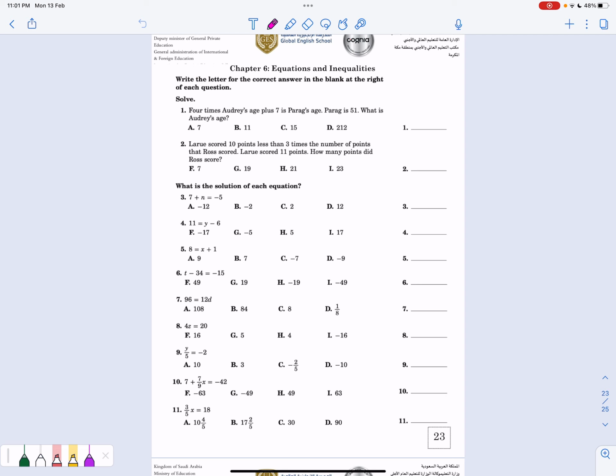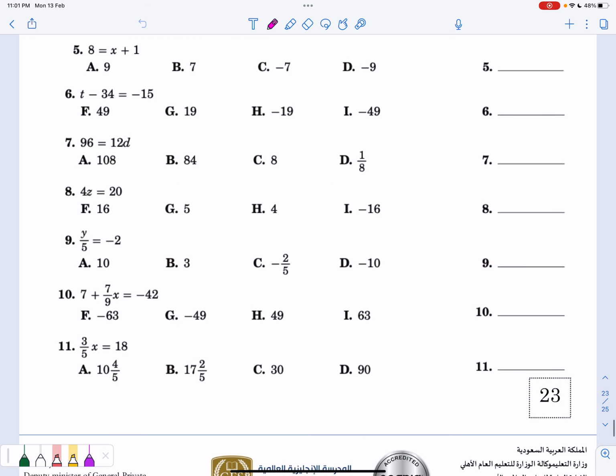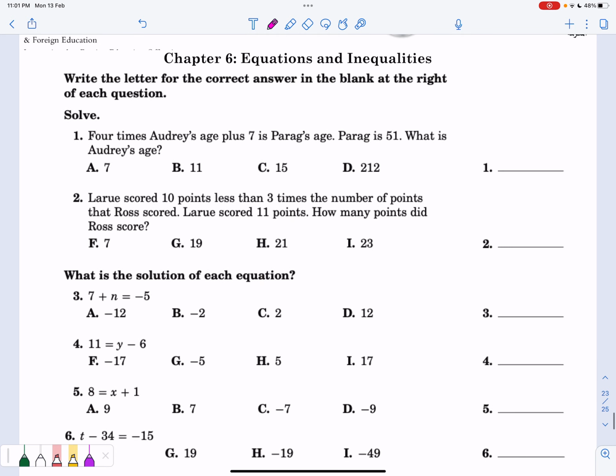So in this video we will revise chapter 6, equations and inequalities. So please open your booklet to page 23 and let us begin. The first question says we have some written statement that we need to write an equation to represent. Then we can solve that equation.